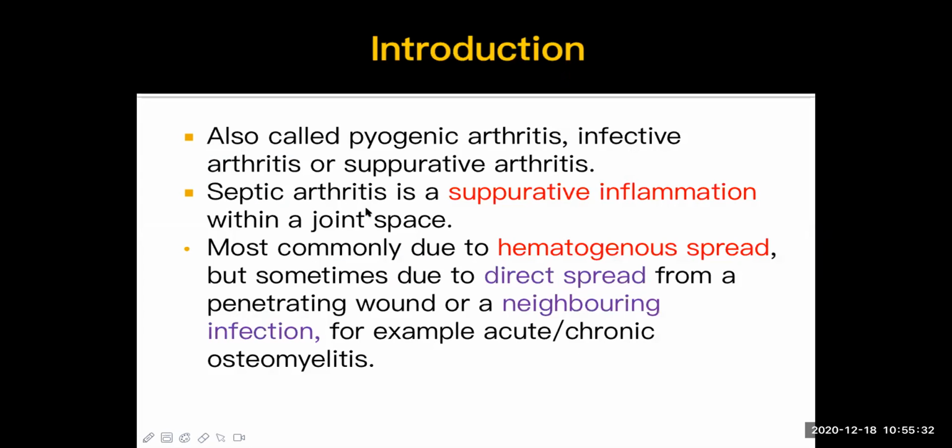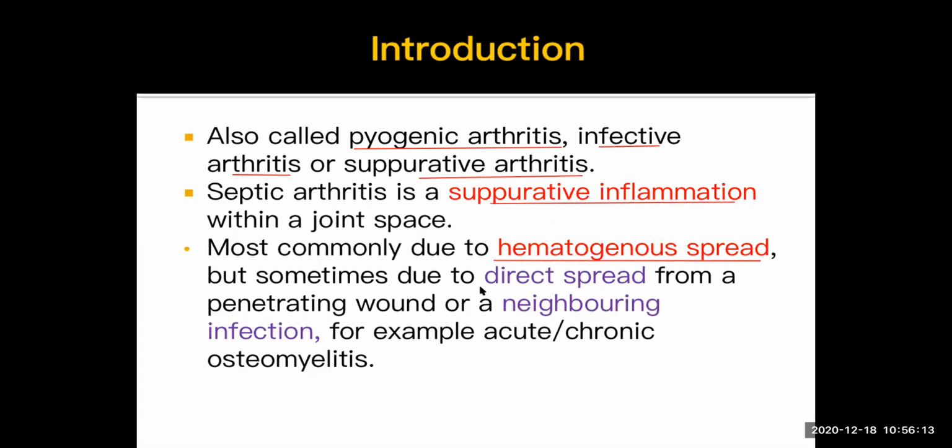Now see this. This is also called pyogenic arthritis, infective arthritis. See here, infective arthritis or suppurative arthritis. These are all the synonymous terms for septic arthritis. There is a pus formation inside the joint, which is known as suppurative inflammation. Most commonly, it occurs due to hematogenous spread. Just like acute osteomyelitis, hematogenous spread is the predominant mechanism by which microorganism reaches into the joint cavity.